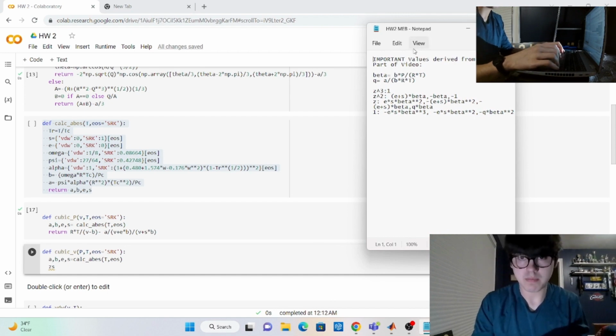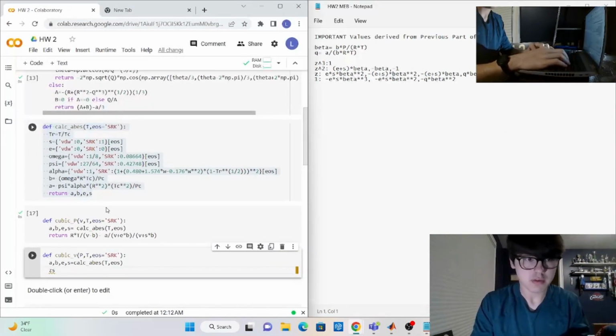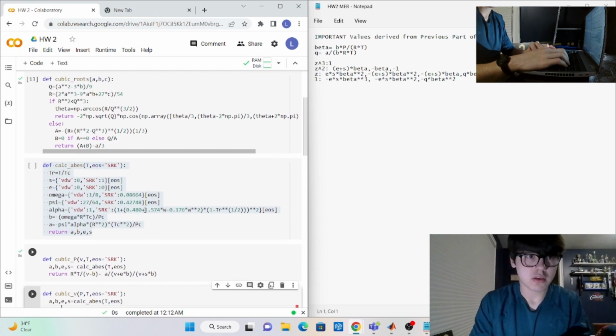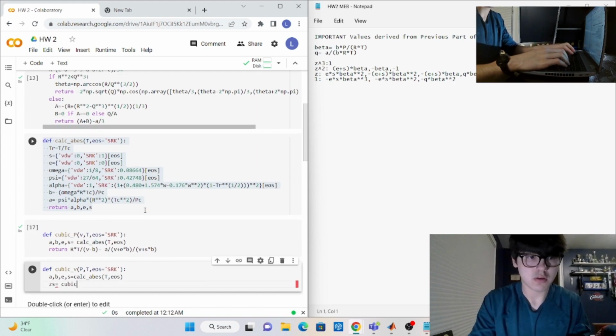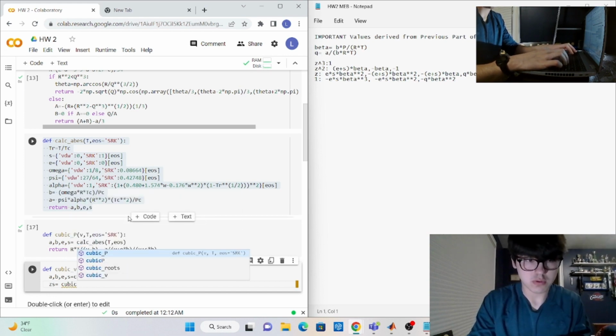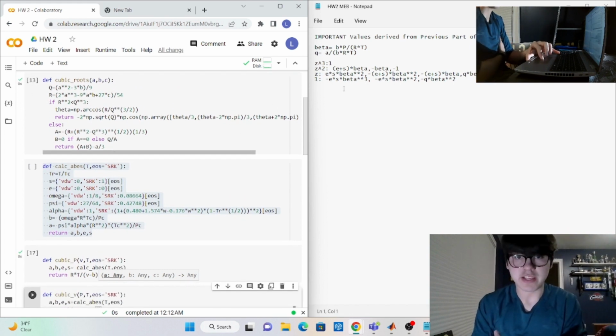And then Z's will equal, we don't want the actual values of Z. We want the roots of this function. So we want cubic underscore roots. And then for A, B, and C, we're going to input these values.